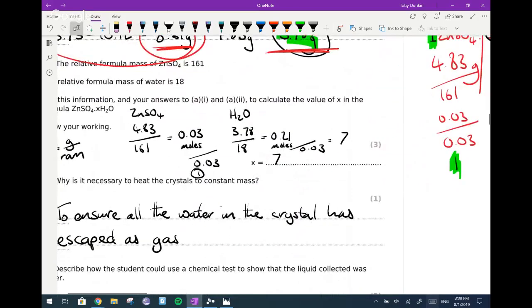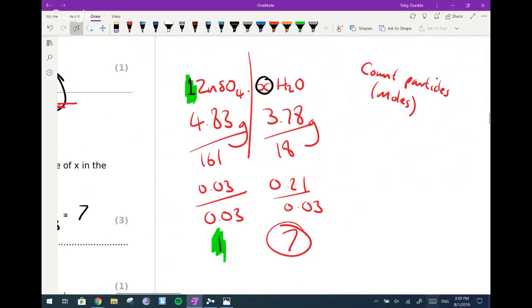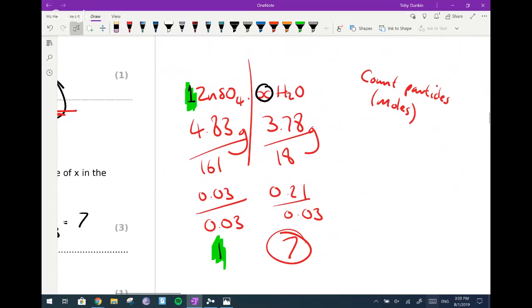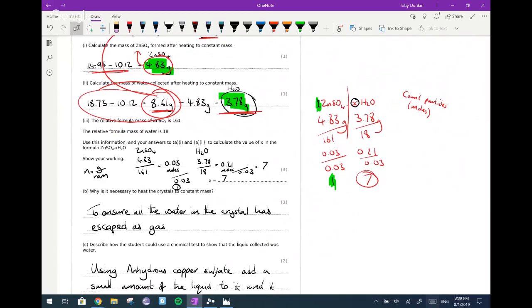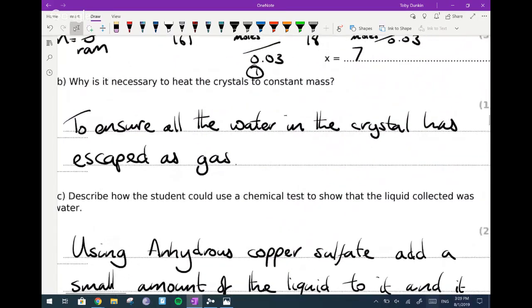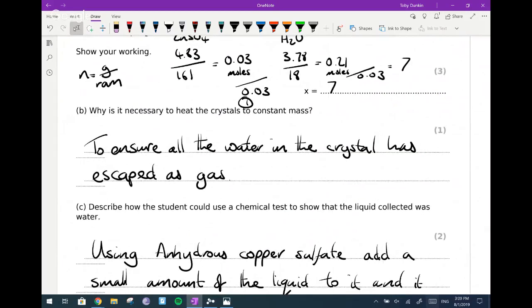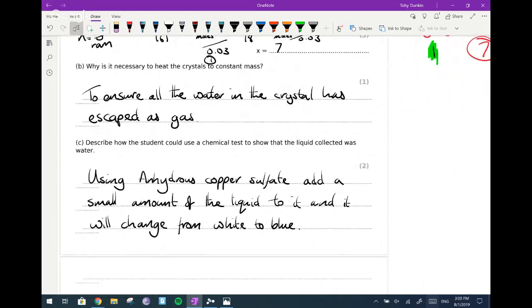I hope what you all realized here is this is a form of empirical formula. It comes back to that same process. Find the mass, find the moles, divide them by the smallest to find out what the ratio is of water to 1 zinc sulfate. Next, why is it necessary to heat the crystal to constant mass to ensure all the water is lost? Because otherwise, you're not going to end up with the correct value for X. It'll end up being smaller. You didn't lose as much water as you'd hoped to. Always heat to constant mass.